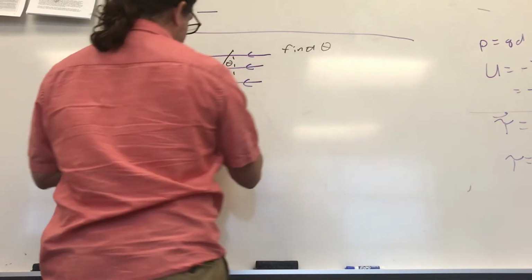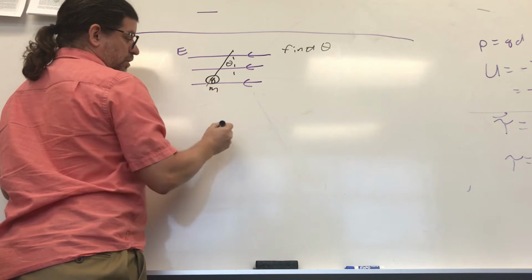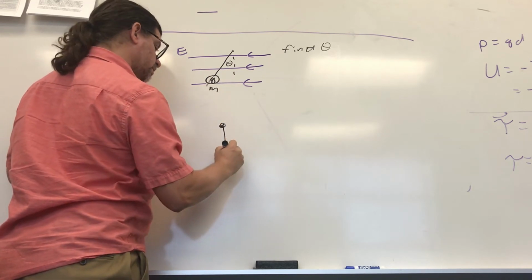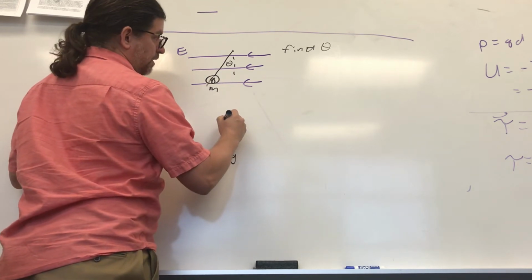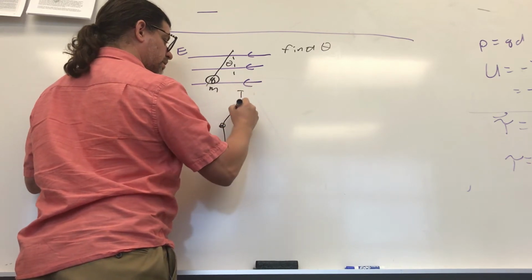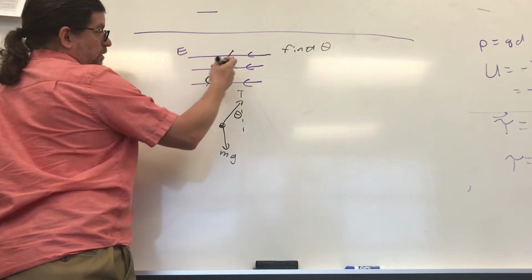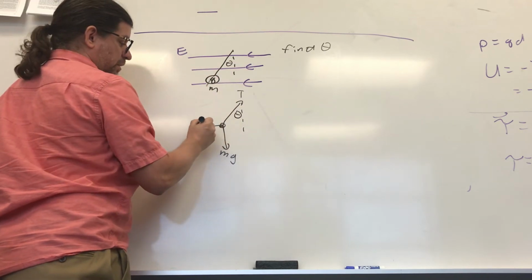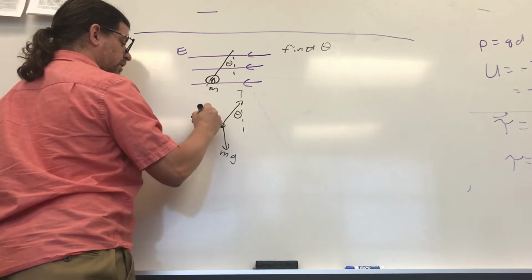So if I draw a free body diagram on this charge, there's mg down. There's going to be a force of tension here due to the string, where this is theta. And then the electric field is exerting a force this way. And the force of the electric field is just Q times E.